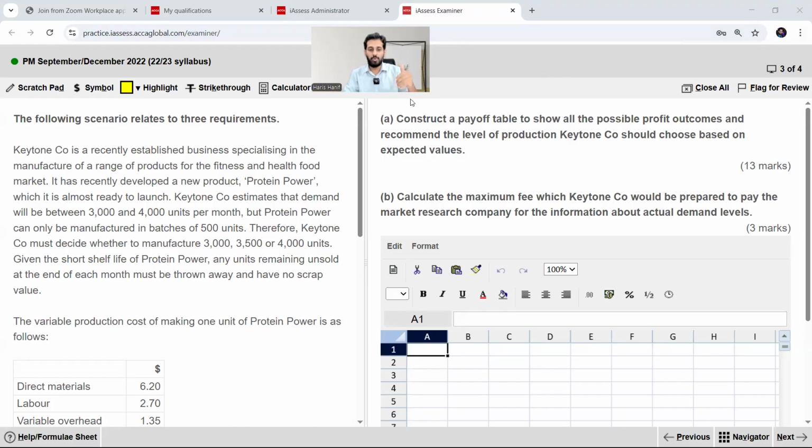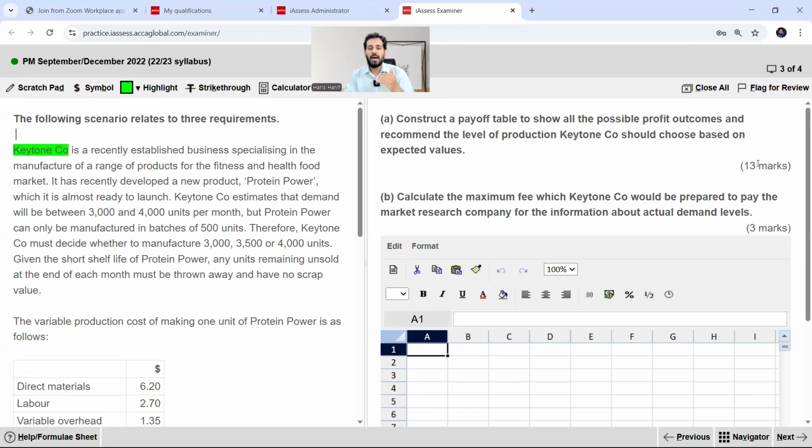Now we are going to solve the exam question which I have extracted from September December 2022. You can see that I have opened the real past paper, and it is the ACCA practice platform. September December 2022 is the past paper. The name of the question is Ketone. You can also find it in your exam kits as well.